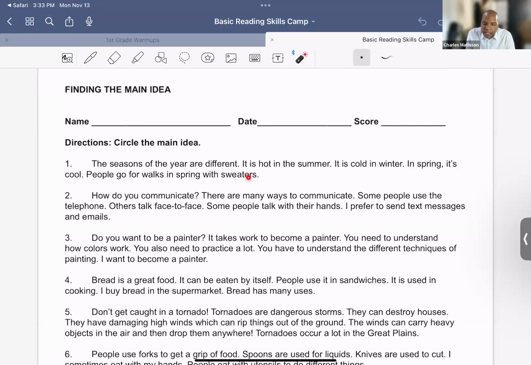This group of sentences is a paragraph. And usually in a paragraph, the sentences talk about something specific or like one thing. Let's look at the first group of sentences or paragraph and see which sentence talks about all the other sentences.